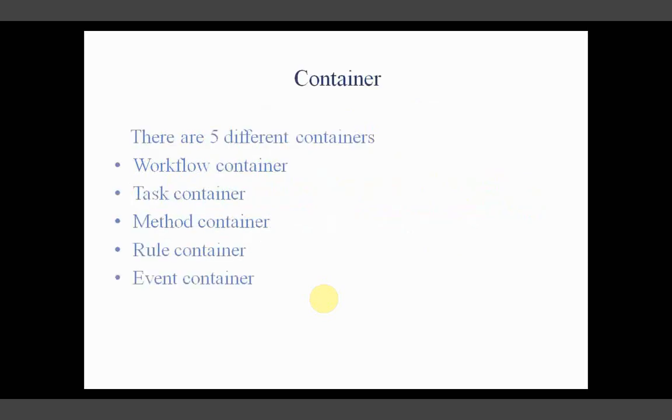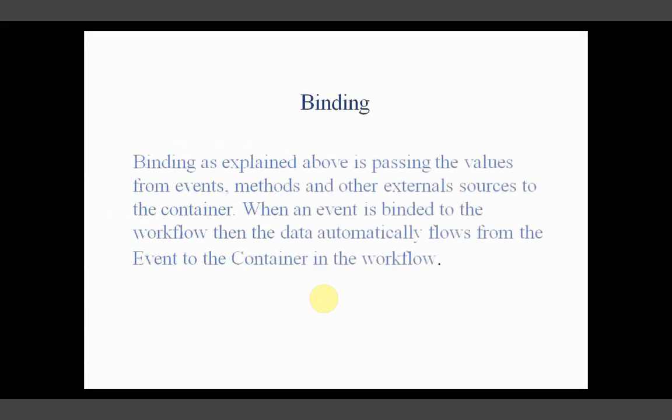Now we have 5 different kinds of containers. First we have the workflow container and task container, third method, fourth rule, and fifth event. I will be going one by one. About rule and event: once I discuss agents, then I will be discussing the rule container, and once I discuss events, I will be discussing the event container. But for today I will be discussing the workflow container, task container, and method container. So we have 5 different types of container.